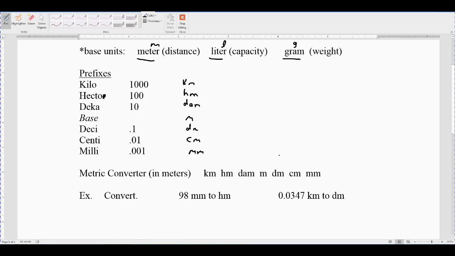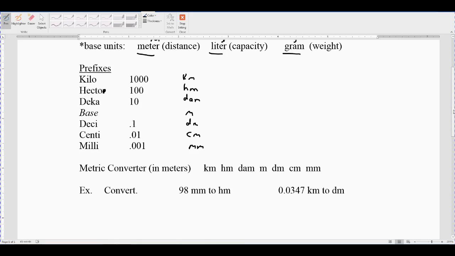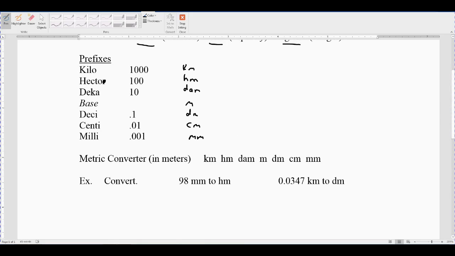I can do all kinds of stuff and make it really difficult for you, but I'm not going to. I'm going to make it so easy, you're going to go crazy. Maybe not, but it's going to be easy. So this is called a metric converter, and this is the way that I choose to write these. Got that? So it's km, hm, dam, m. This is the base unit. dm, cm, mm. Go bigger to smaller, just like our number system.